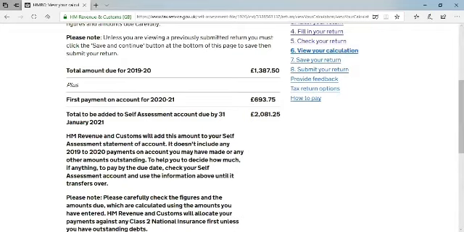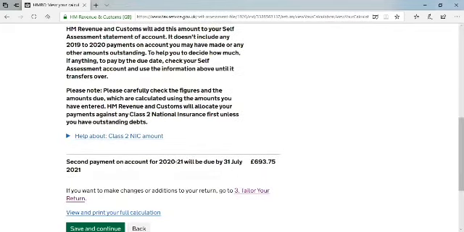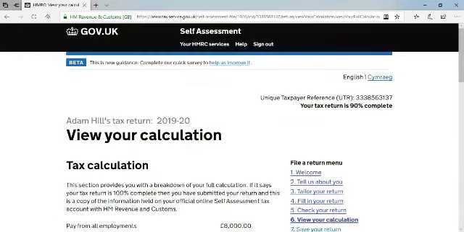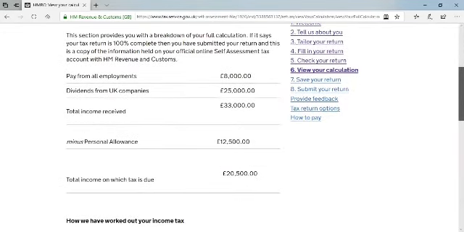Okay, if you scroll down, you can see that your second payment on account is going to be paid by the 31st of July 2021. So by the time you get round to the 31st of January next year, you've actually already paid your liability. And at the bottom here, it's always good to click on view and print your full calculation, and this will give you a more detailed breakdown of how they've calculated your tax.